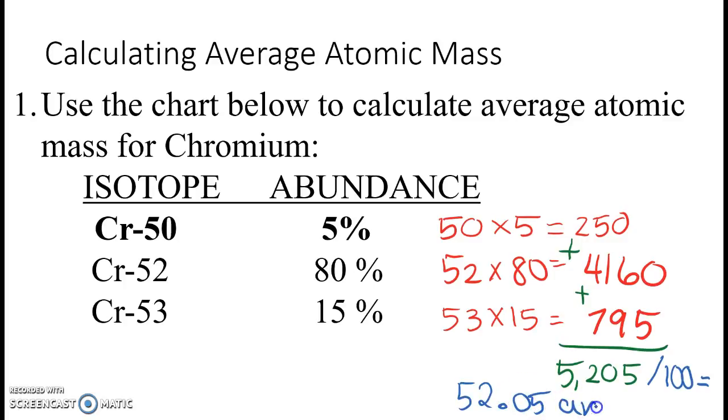And we get 52.05 AMU. A good way to check your answer on these is your number always has to be in the range of the mass numbers. So your range here of acceptable answers would be between 50 and 53. So our answer 52.05 fits right in there. And the units are AMU, which stands for atomic mass units, but we abbreviate it AMU.